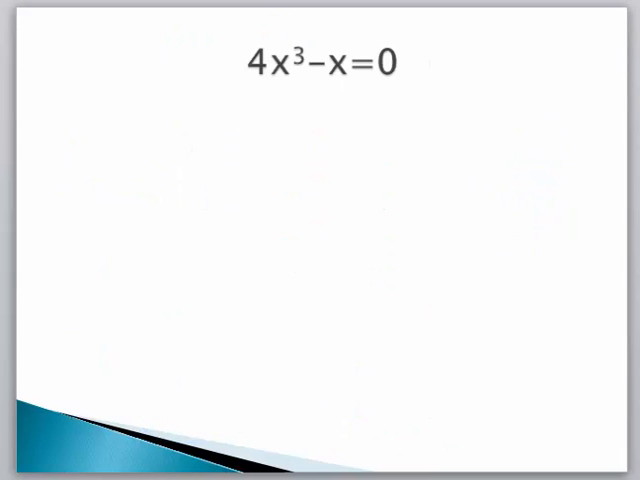Next example, 4x cubed minus x equals 0. Can it be factored? It can, so go through your factoring strategy. First look for a GCF. In this case, it does have one, which is x. And now I look at what I have left, which is the difference of two squares.